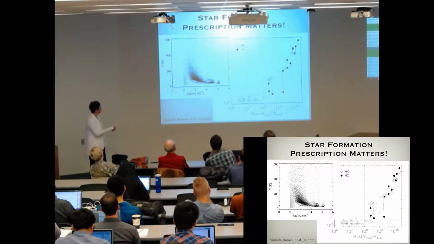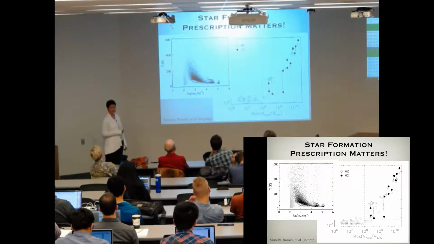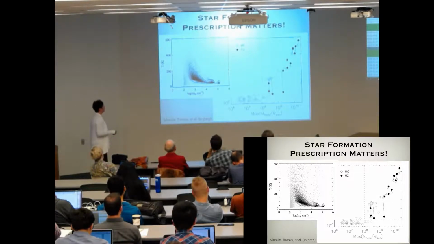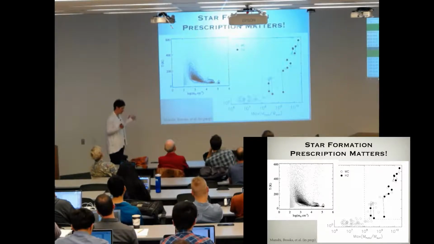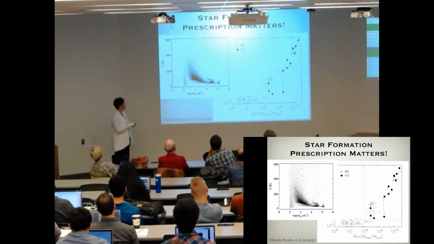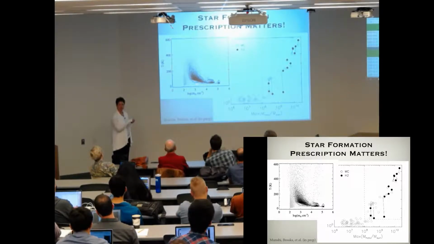In the H2 run, on the other hand, most of the stars are forming at about 1,000 AMU per cc or higher. This is the physics of the molecular gas formation, right? So these are dwarf galaxies in the reionization epoch. They are incredibly metal poor. And so for H2 to form, you have to get above these high densities.